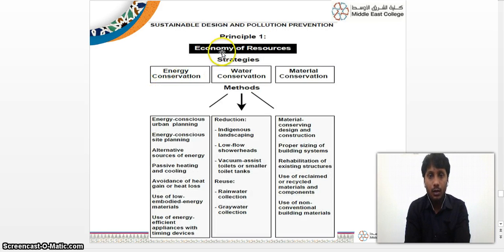So this is the important one, sustainable design and pollution prevention. You prepare this, and I have given this type of question in the formative assessment, and this is also important from the examination point of view. Please go through this, and tomorrow we'll have a short discussion about it. I'll ask you about energy conservation, water conservation and material conservation. What are the methods? One may tell how you can conserve energy, how you can conserve water, how you can conserve material. For example, energy conscious urban planning, energy conscious site planning. Like this, just give me some points.